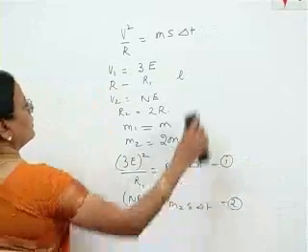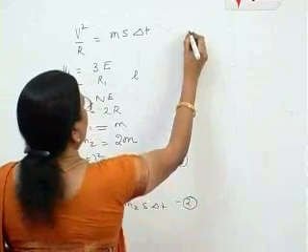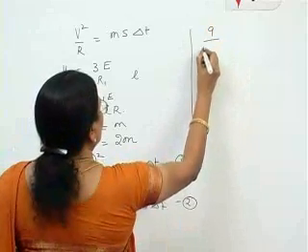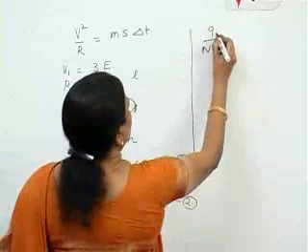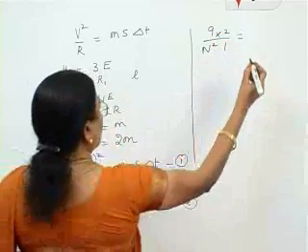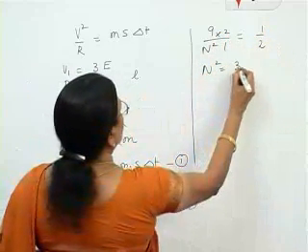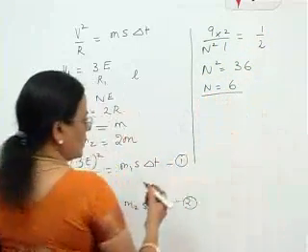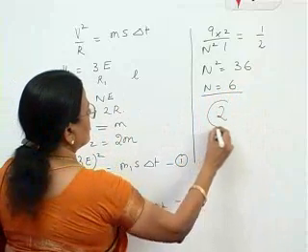Dividing 1 by 2, we get 9 by n square into 2 by 1, since R2 by R1 is equal to 1 by 2. So n square equal to 36. N is equal to 6. So the number of cells connected is equal to 6. Answer 2.